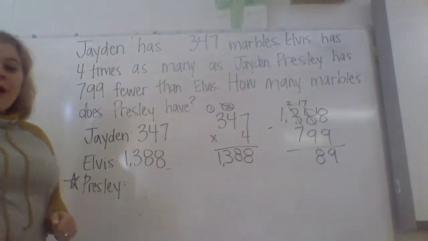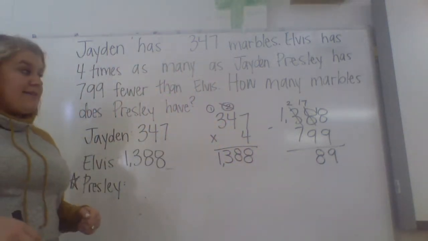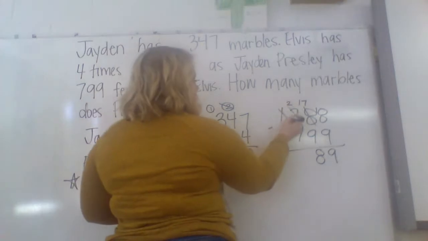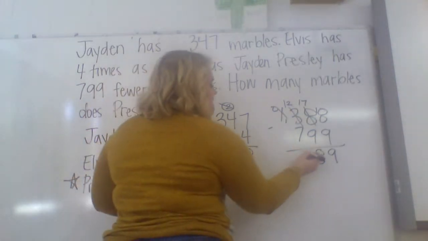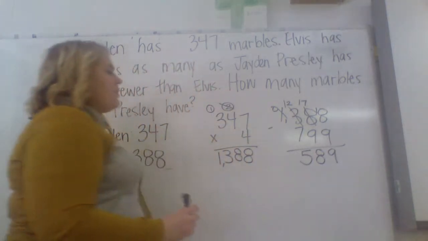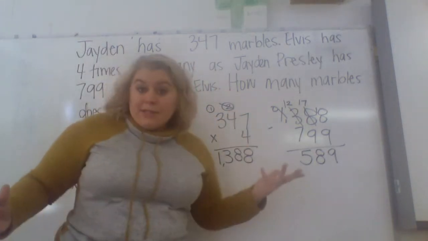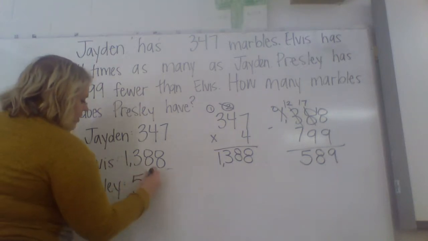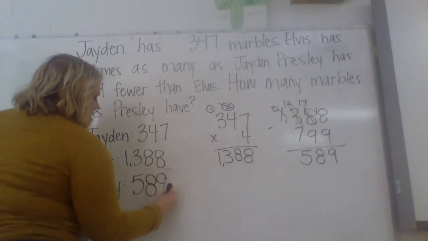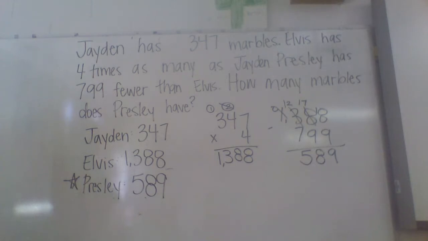Now I have 2 minus 7. Well, I can't do 2 minus 7, so I need to come over and borrow. That's a 0. That's a 12. 12 minus 7 is 5. That 0 minus 0 is 0, so I don't need to put it. So we have just figured out that Presley has 589 marbles.